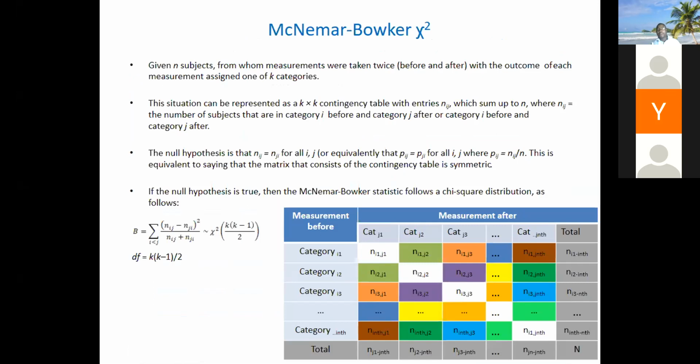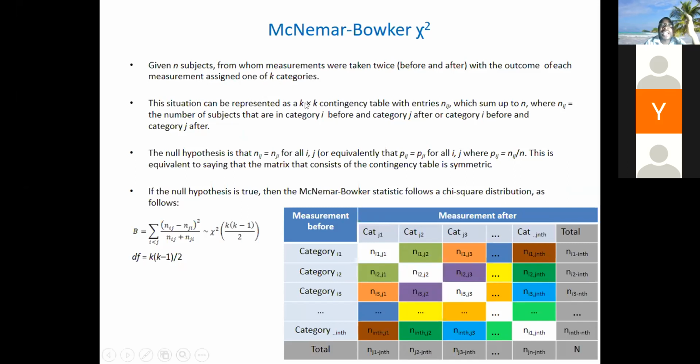So this is the output we just did, McNemar. Now, you will see that the category of the outcome for the one we just did is 2. But there are situations where the outcome category is 3, 4, 5. So the extension of McNemar is McNemar-Bowker. Given n subjects from whom measurements were taken twice, before and after, with the outcome of each measurement assigned one of K categories. Why they call it K category is because it's more than 2. It can be 3, 4, 5, can be anything, not 2.